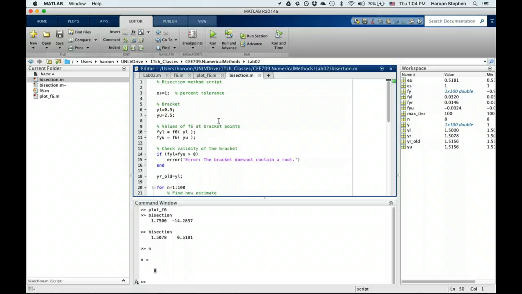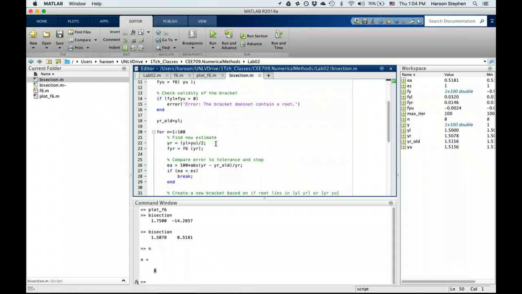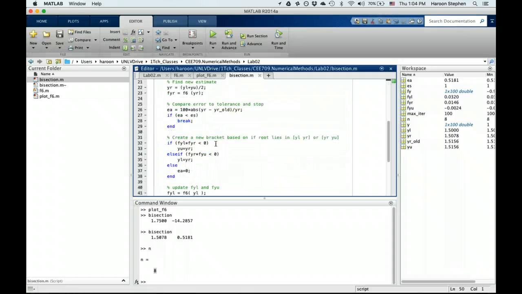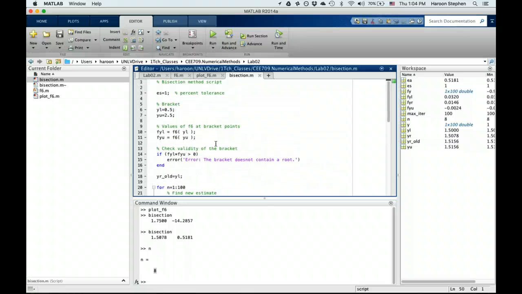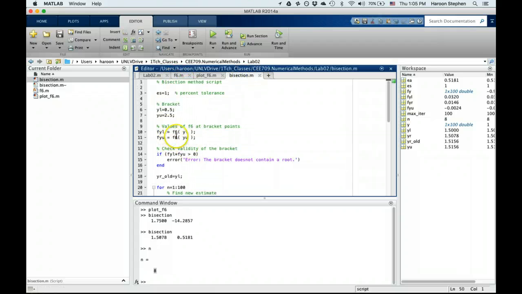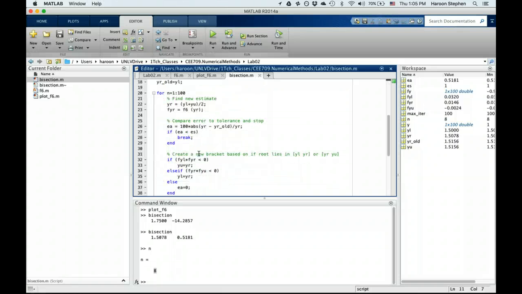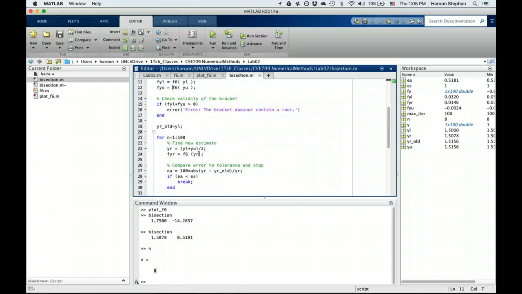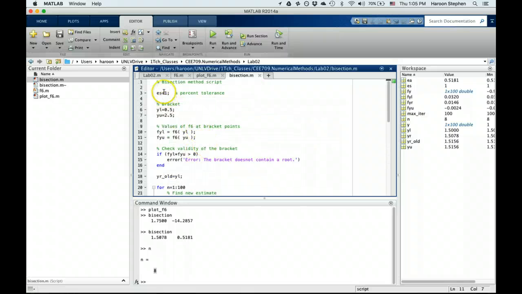I would highly suggest you do this a couple of times. The nice thing is that this method is applicable for any function. So if you had some other function instead of this function, all you have to change is these couple of lines here, and the same code is valid for any other function that you are trying to find the root for. The thing that you can probably change is the tolerance.